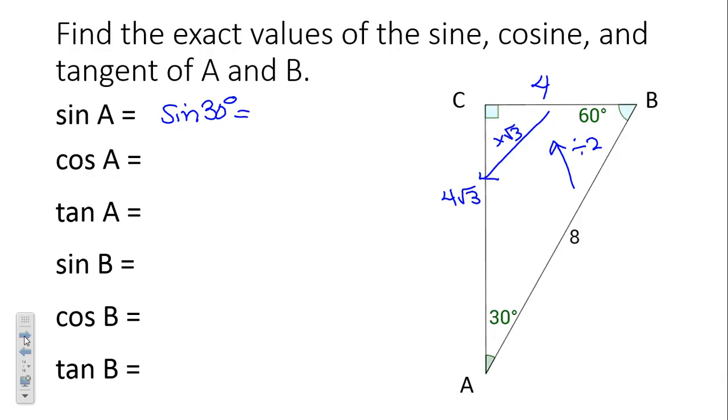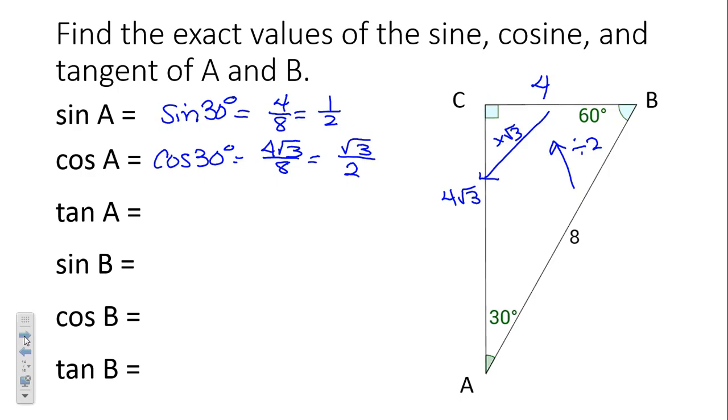All right, so the sine of 30 is the opposite over the hypotenuse, 4 over 8, which reduces to 1 half. Okay? The cosine of 30. Ladies, please. Now we're talking about the adjacent over the hypotenuse. Adjacent is 4 square root of 3, hypotenuse is 8. That reduces to square root of 3 over 2. All right.